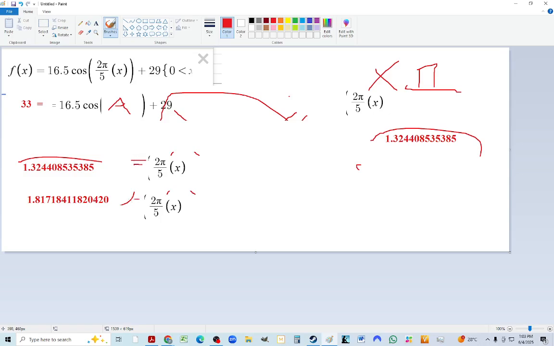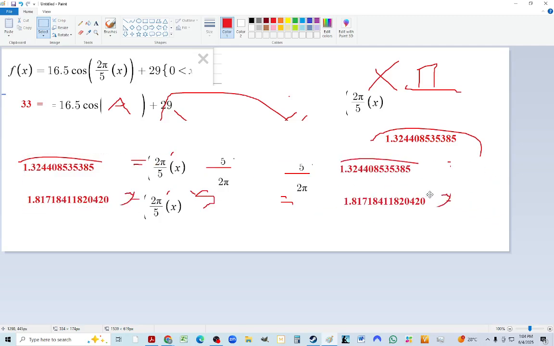I'm trying to figure out x all alone. Well, to get x all alone, I have to multiply by 5 to get rid of this, and divide by 2 pi to get rid of this. So essentially, I have to multiply by the reciprocal on both sides. The reciprocal, as I just showed, is 5 divided by 2 pi. That will cancel that value. So essentially, I have to multiply both my answers by 5 and divide by 2 pi to get my seconds.